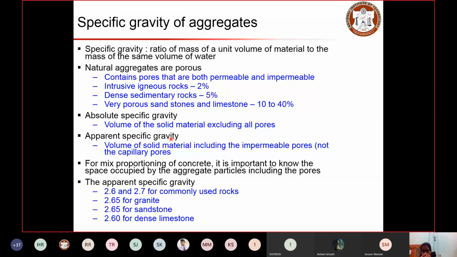Any idea about the specific gravity? As per definition, it is the ratio of the mass of a unit of material. So if we have some material, we take a mass of a unit and compare that to the mass of the same volume of water. So basically, the mass of some material to the mass of the same volume of water. So we get the specific gravity. It's the specific gravity of water.